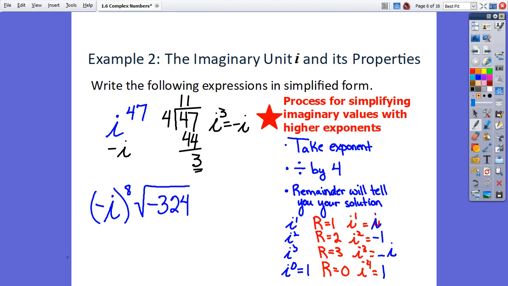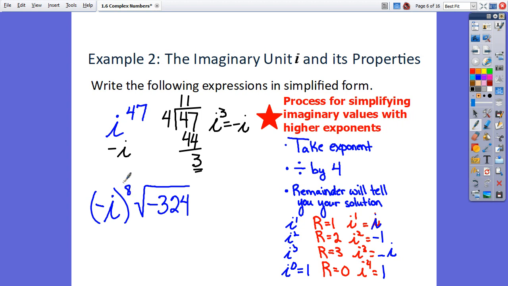Looking at the bottom one here, we have negative i to the 8th power. You can do this a couple different ways. You can either share the 8th power over, simplify the first half of this, and then figure out the square root of negative 324 and go from there. That's perfectly fine. You can simplify the radical and then combine them, so it's an i. So let's go ahead.